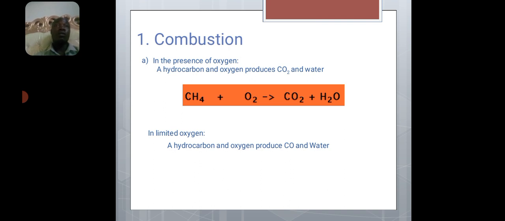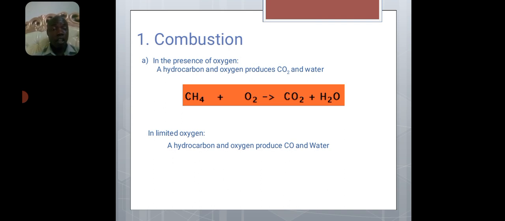So in the presence of excess oxygen, hydrocarbons generally break down to produce carbon dioxide. So that is the first thing that we need to put at the back of our mind whenever we say combustion reaction. So it's a reaction in which compounds break down, especially hydrocarbons, to produce carbon dioxide and water. So always if you are given a reaction where you see oxygen, the first product that will come into your mind is carbon dioxide and water.